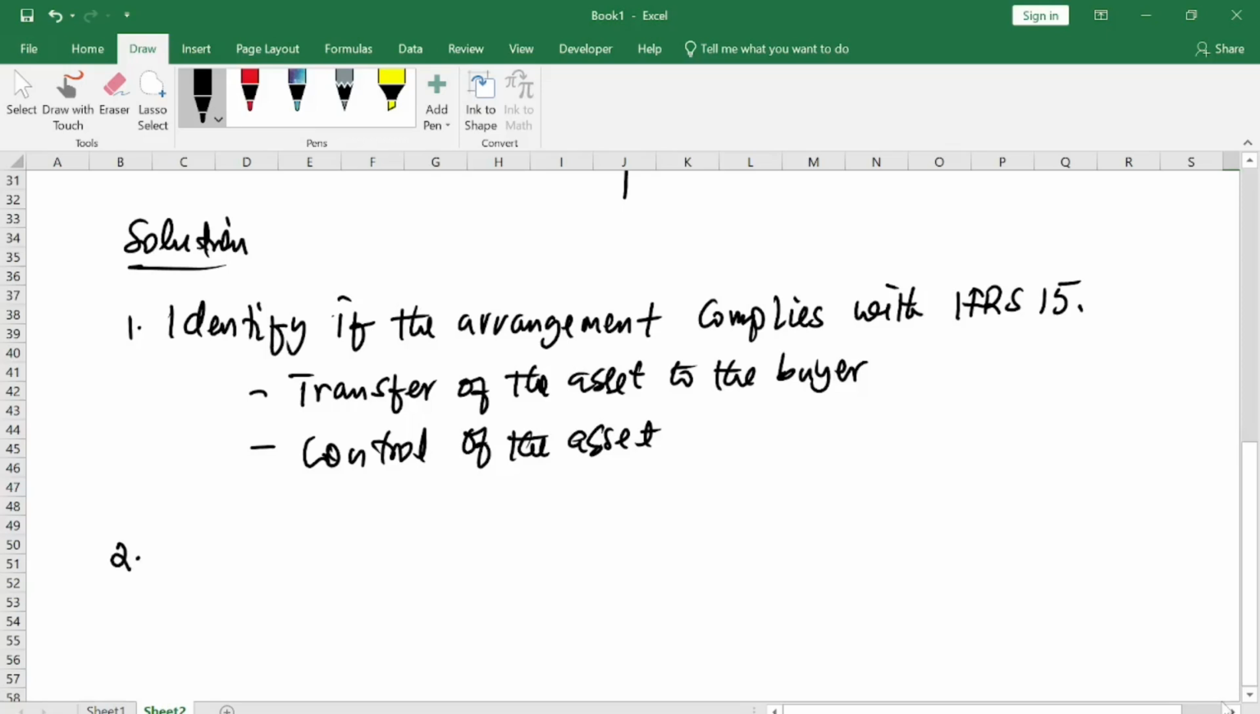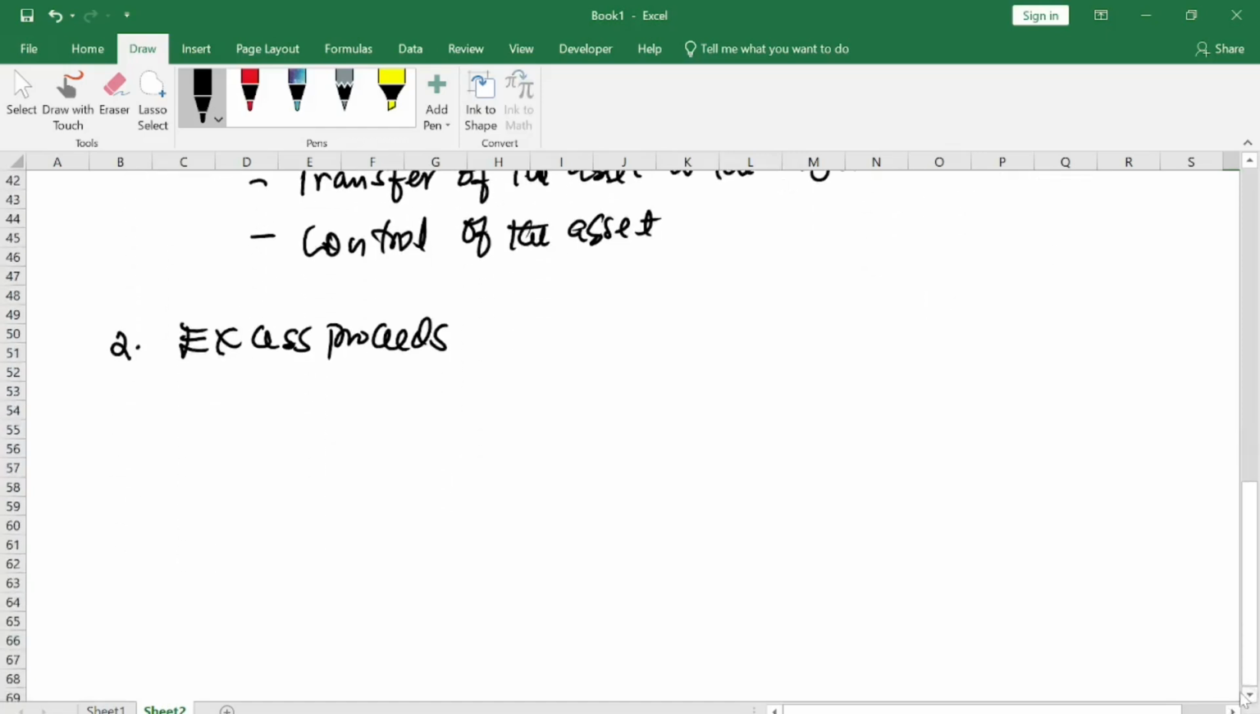So now we can move to step 2.2. Because the sale is above the market price, the next step is to find out the excess proceeds. The excess proceeds are the sale price minus the fair value.